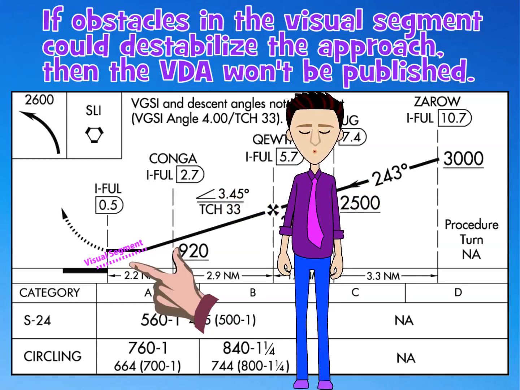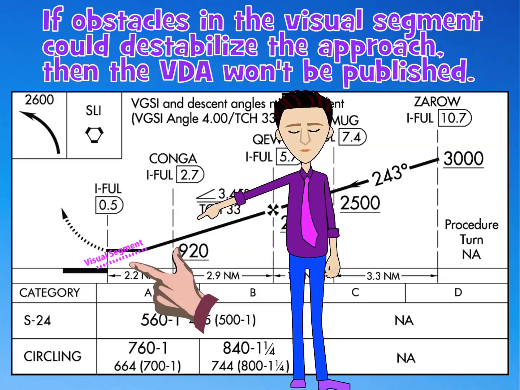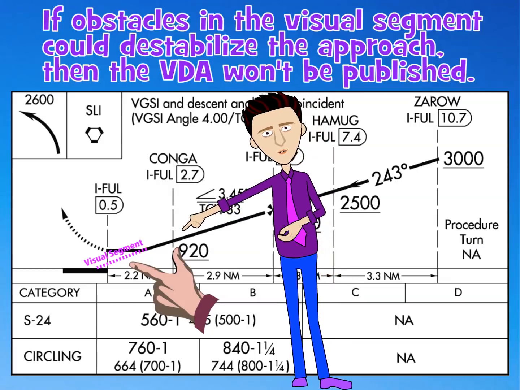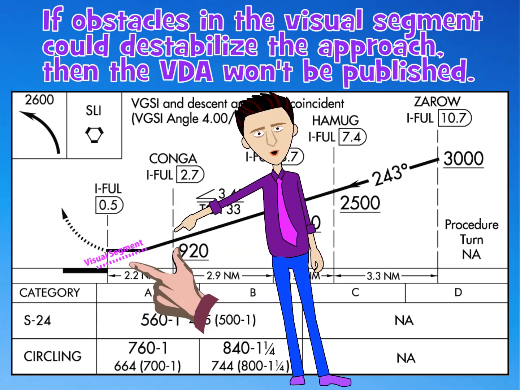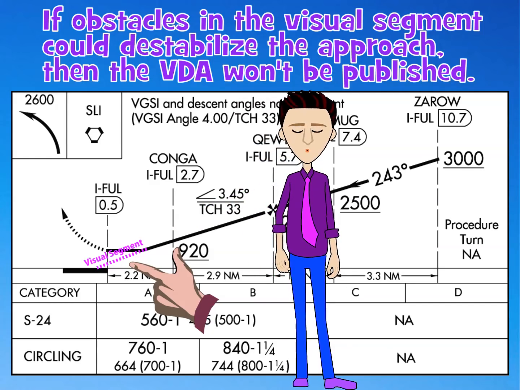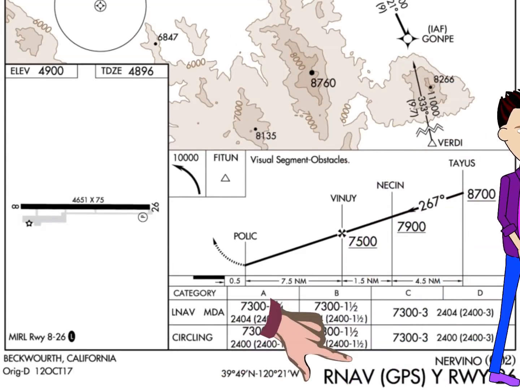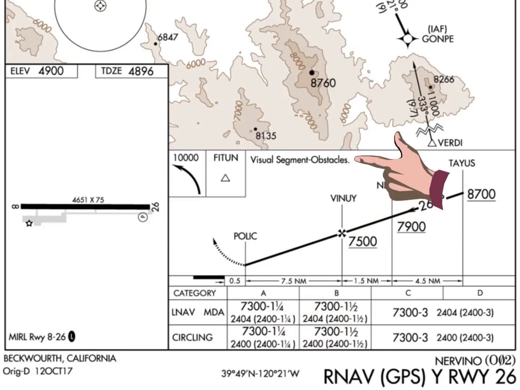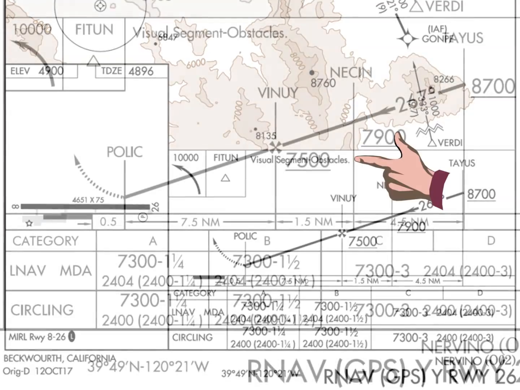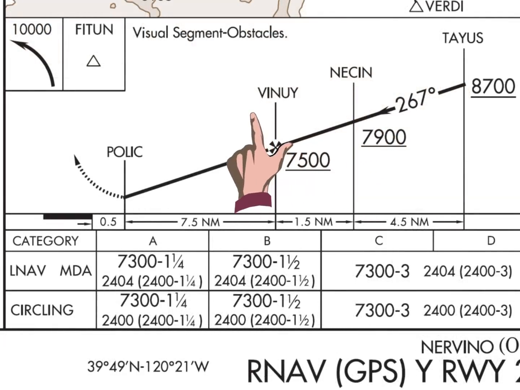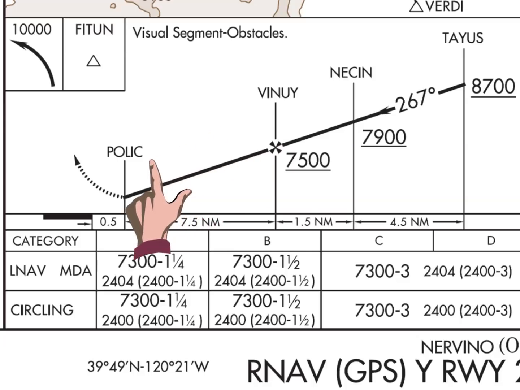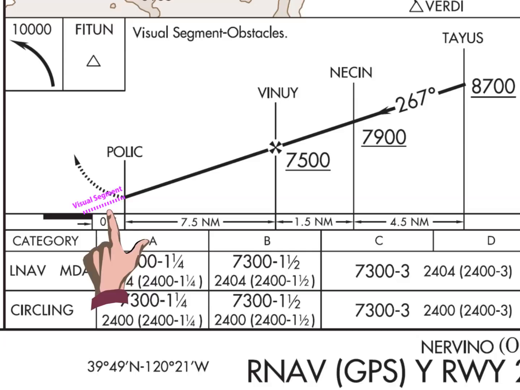This doesn't mean there are no obstacles in the visual segment. It only means that you won't have to maneuver to avoid them when entering the visual segment. Some approach charts will even tell you that there are obstacles in the visual segment, as shown on the RNAV GPS runway 26 approach to Nervino. The cautionary statement reads, "visual segment obstacles." Notice that there is no VDA shown in the profile view of this approach.